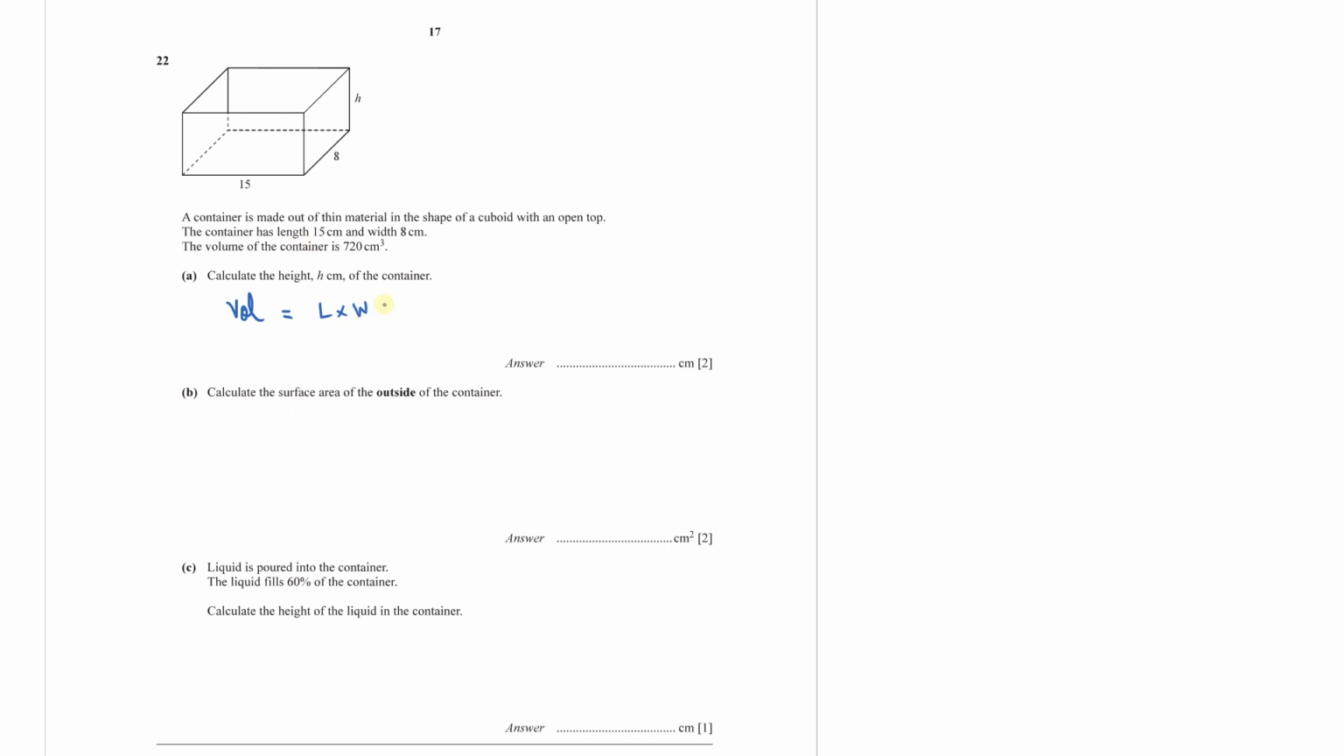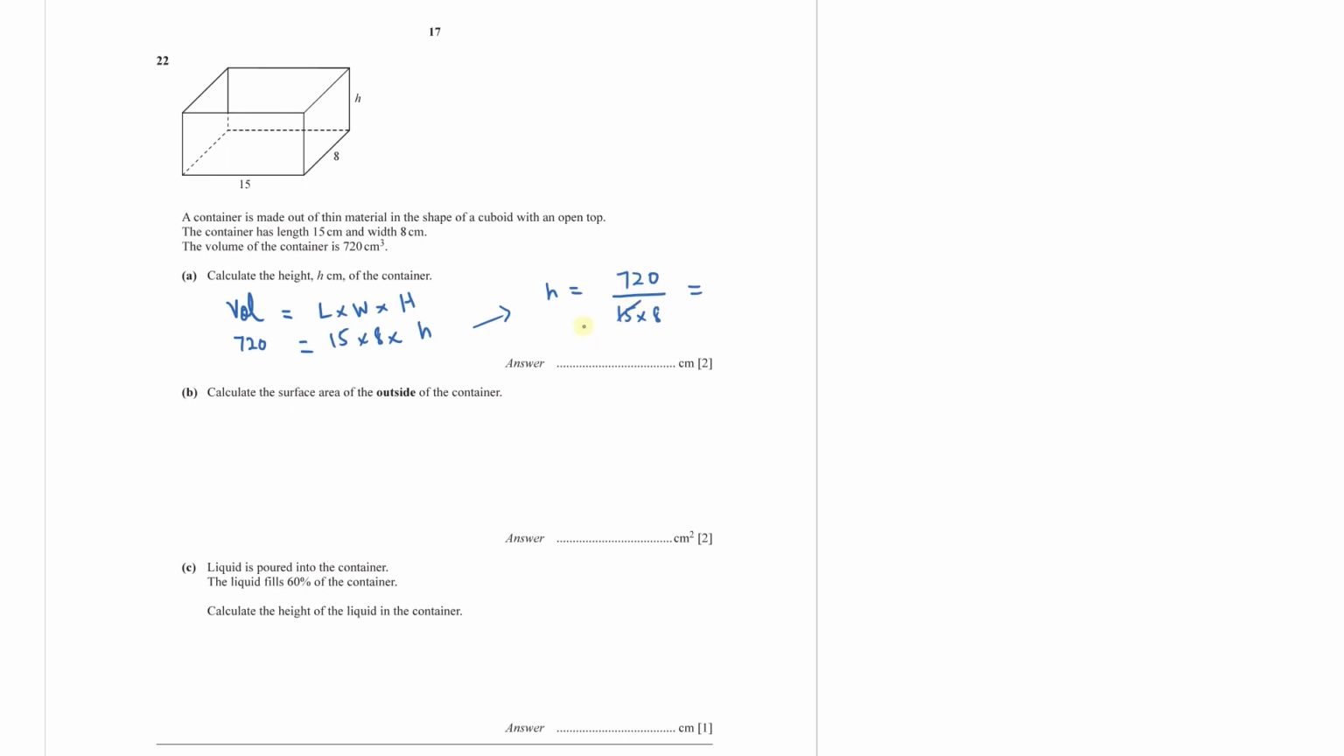Volume is length into width into height. So you're given the volume as 720, and then your length is 15, your width is 8, and your height is h. And this gives you h equals 720 divided by 15 times 8. So I can simplify this.